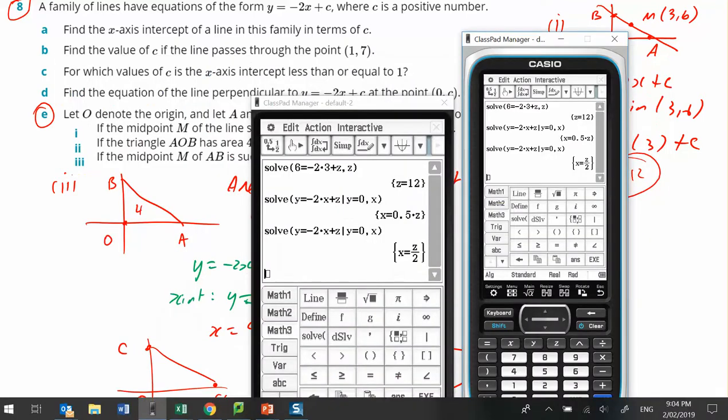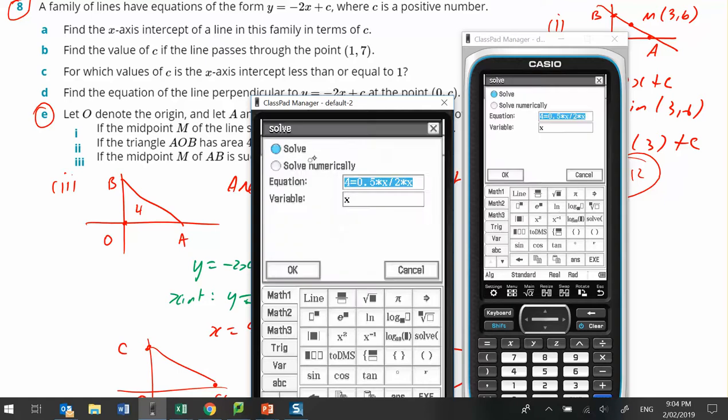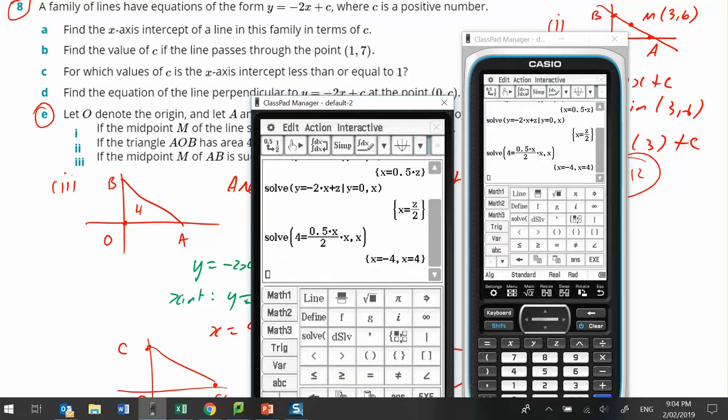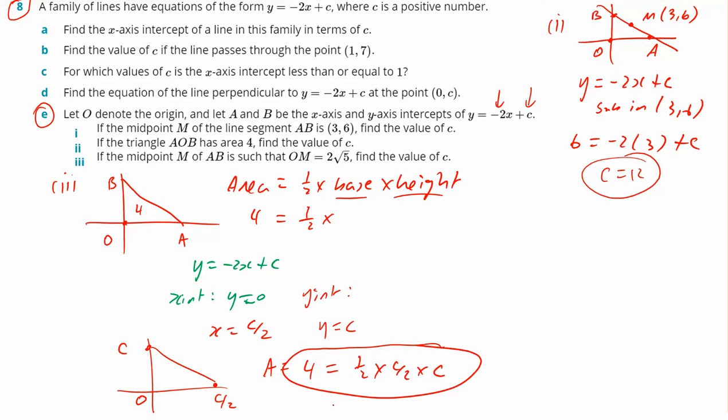So I'm going to go 4 equals half times c over 2 times c. I'm just going to use x for convenience. I'm going to go interactive and solve. And we get c equals plus or minus 4. Okay, so c equals plus or minus 4. Now, since c can't be negative, since c is greater than 0, c must equal positive 4. So that's our answer.